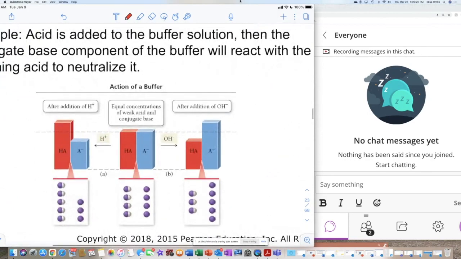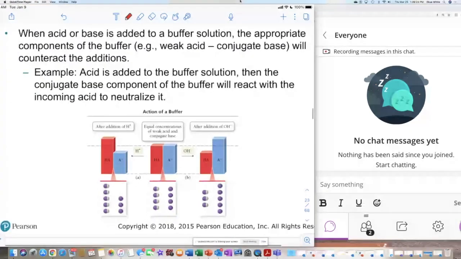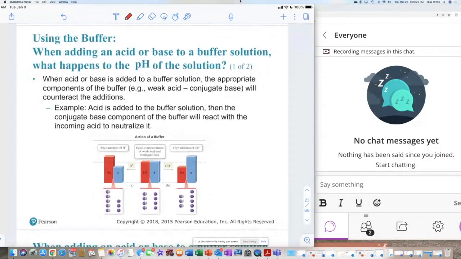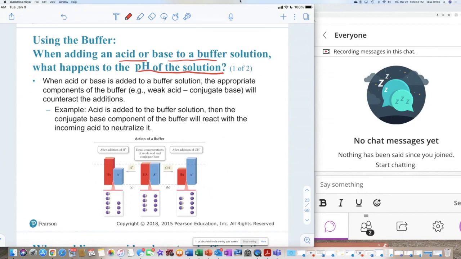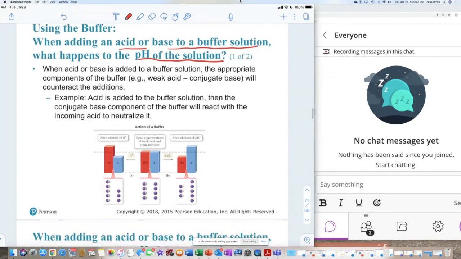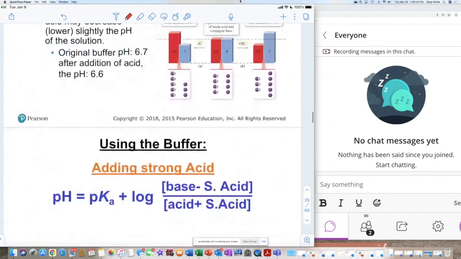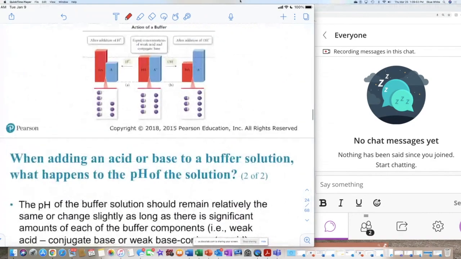I've talked about this before, but I just want to talk about it again since they bring it up here, that there are some changes in the buffer as you add the incoming base, because you want to know how to answer questions like this in the quiz, in the homework, and possibly on the exam, right? What happens to the pH of the solution when you add an acid or a base to the buffer solution? They try to enact it here conceptually.